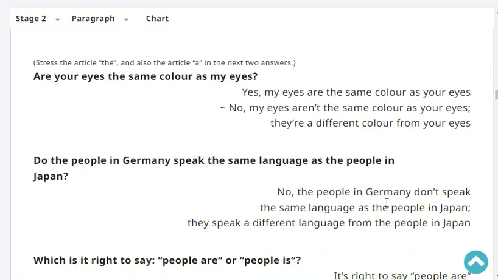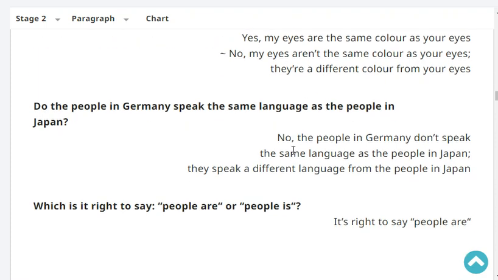First question. Are your eyes the same color as my eyes? Yes or no? Yes, my eyes are the same color as your eyes. Very good. Do people in Germany speak the same language as the people in Japan?